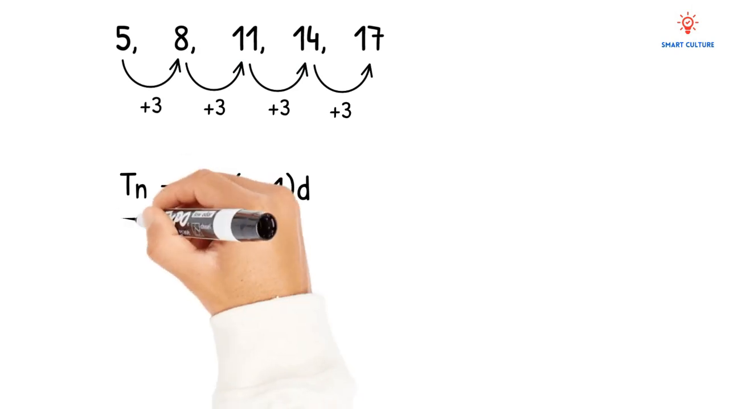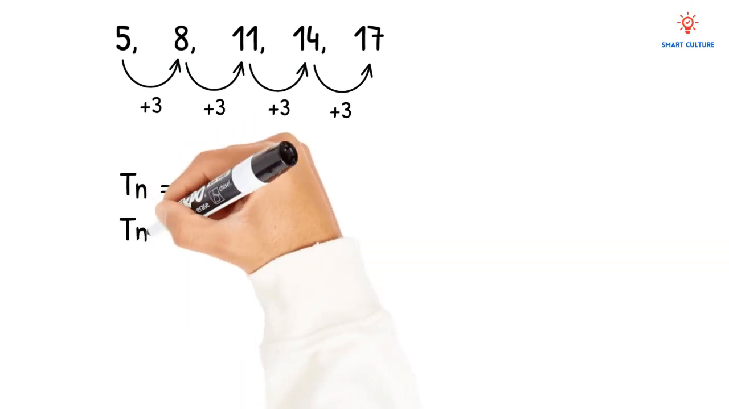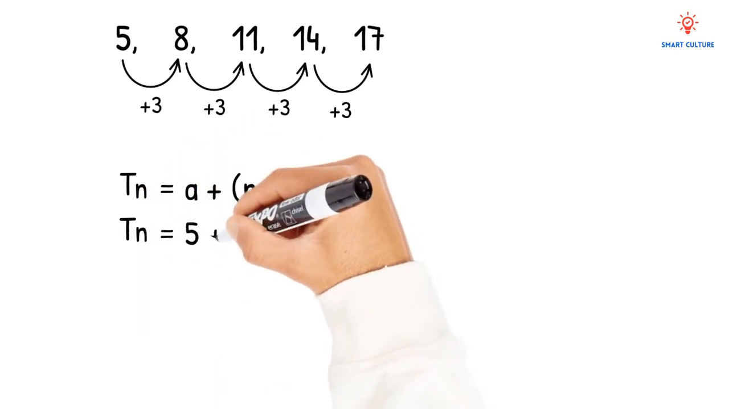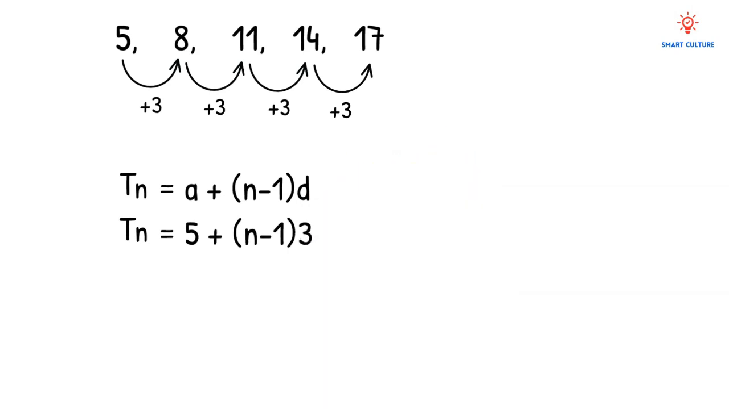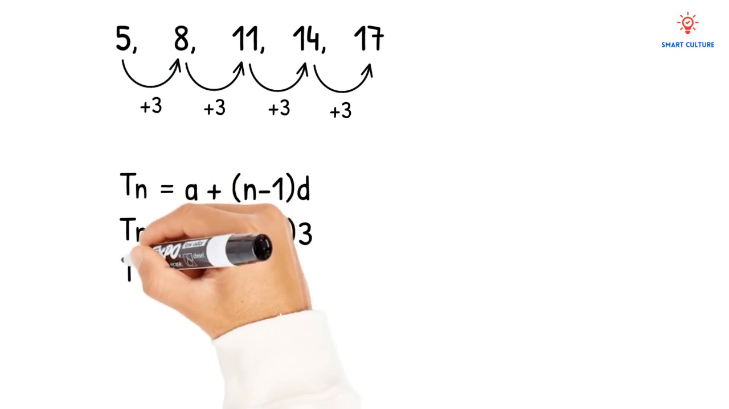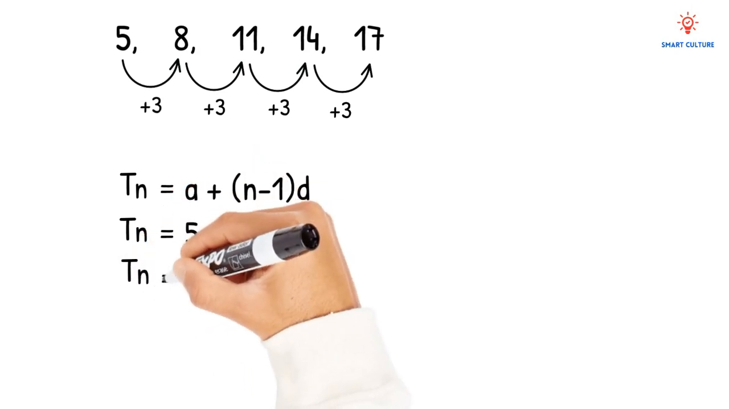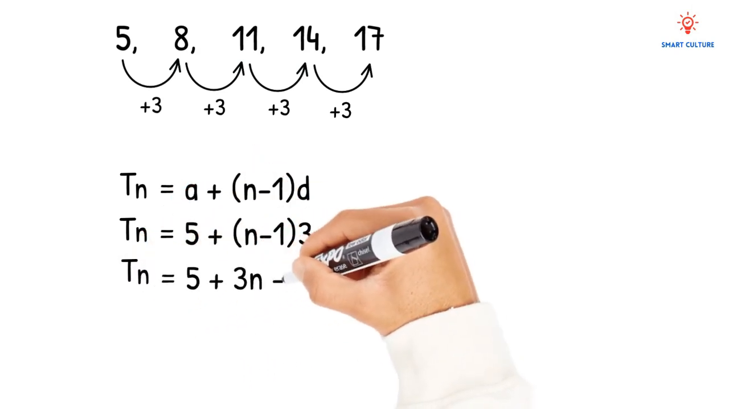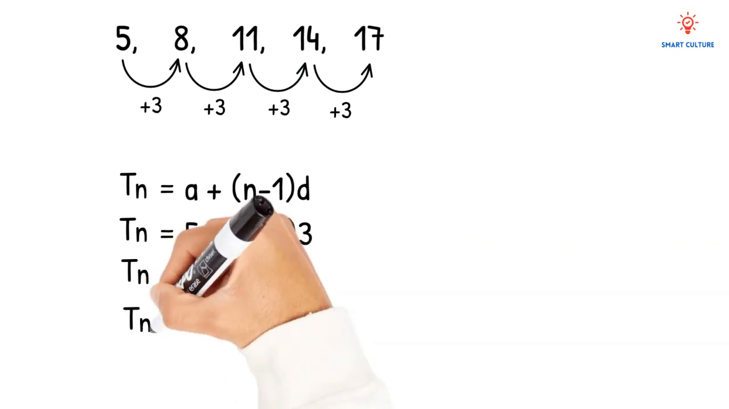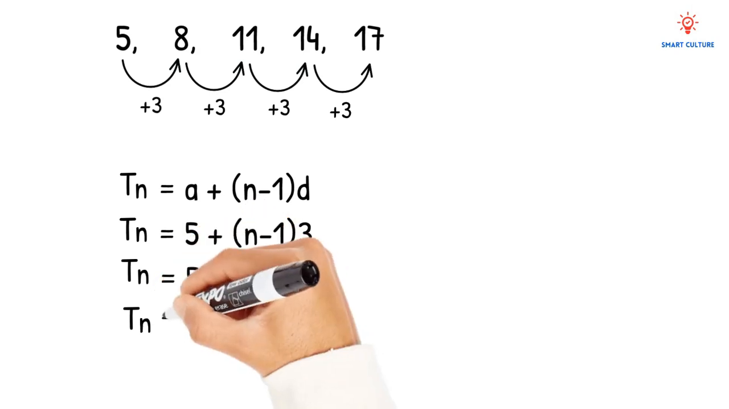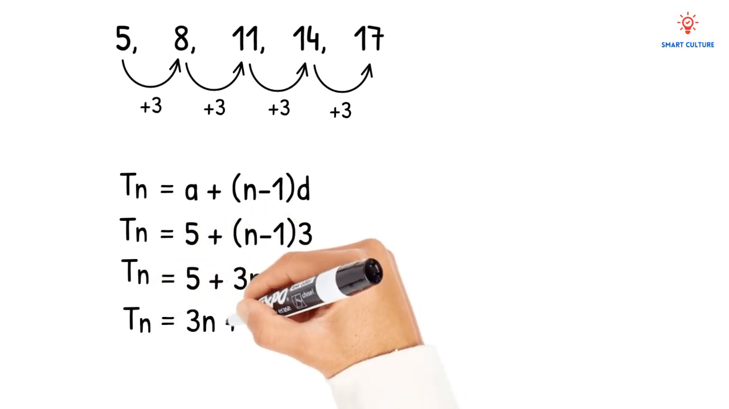We have the value for a, we have the value for d. Let's sub this in. Then we have 5 plus (n minus 1)(3). Now we have to multiply the 3 with n and negative 1. 3 times n is equal to positive 3n. 3 times negative 1 is equal to negative 3. 5 and negative 3 are like terms. So the rule for the nth term will be equal to 3n plus 2.